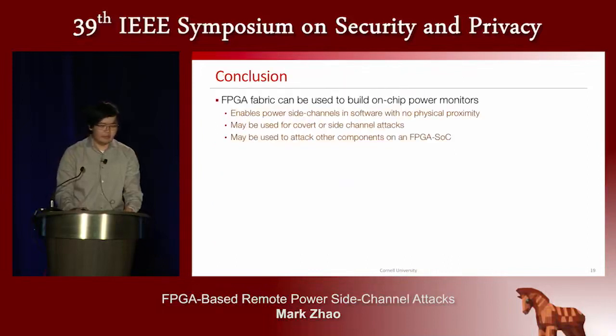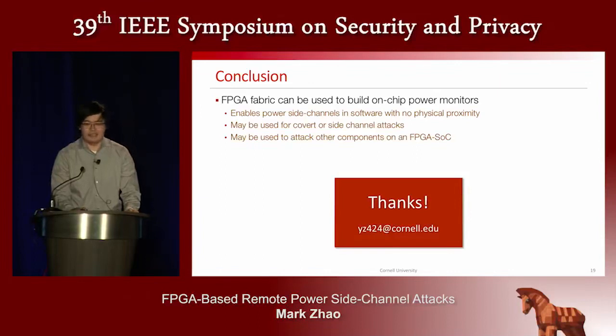So in conclusion, we show that FPGA fabric can be used to build multiple different types of on-chip power monitors. These power monitors can be programmed on FPGAs directly through software, with no physical proximity. And these power monitors can be used to perform remote side channel attacks as well as covert channel attacks. And not only can they be used to attack neighboring logic on the same FPGA device, but we show that they can attack other components in an FPGA system on chip. So thank you for your time, and I'm happy to take any questions.